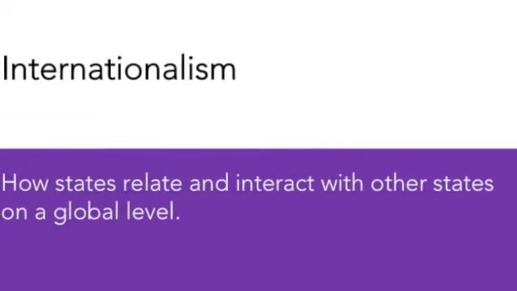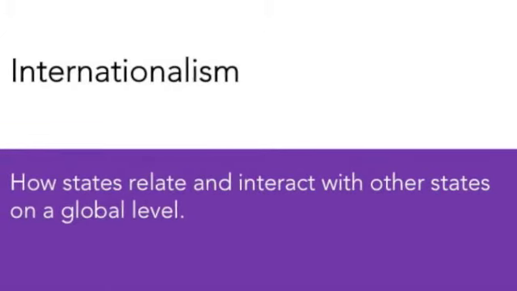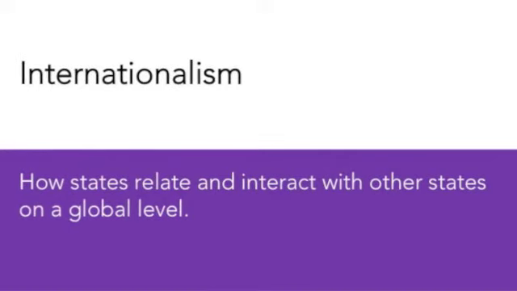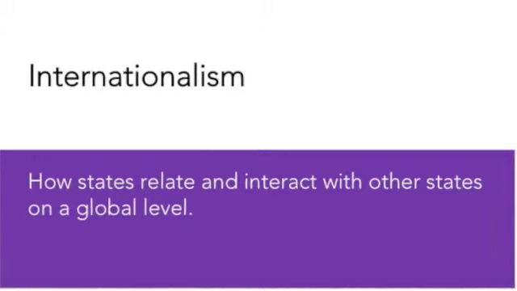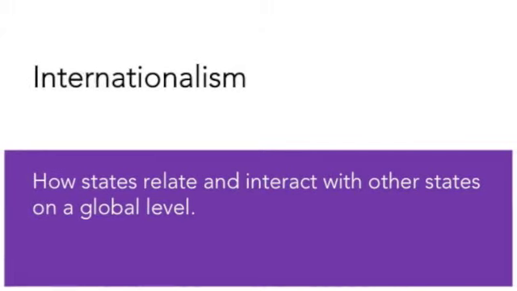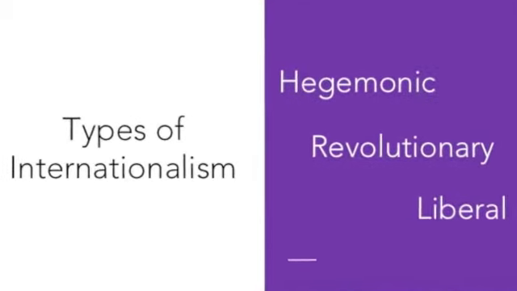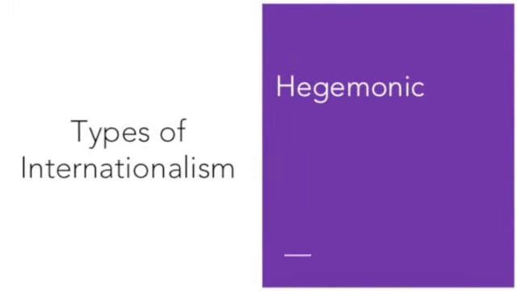So, what is internationalism? Internationalism is how states relate and interact with other states on a global scale. It can be positive or negative depending on the situation, the organization, and the state. There are three main types of internationalism: hegemonic, revolutionary, and liberal. The different types of internationalism represent different views of why the world operates the way it does. So let's start with hegemonic internationalism.